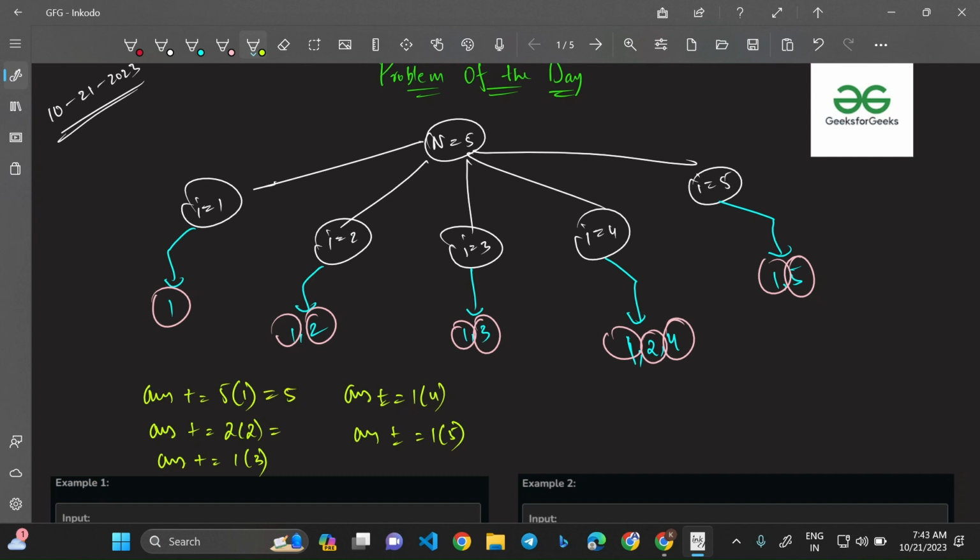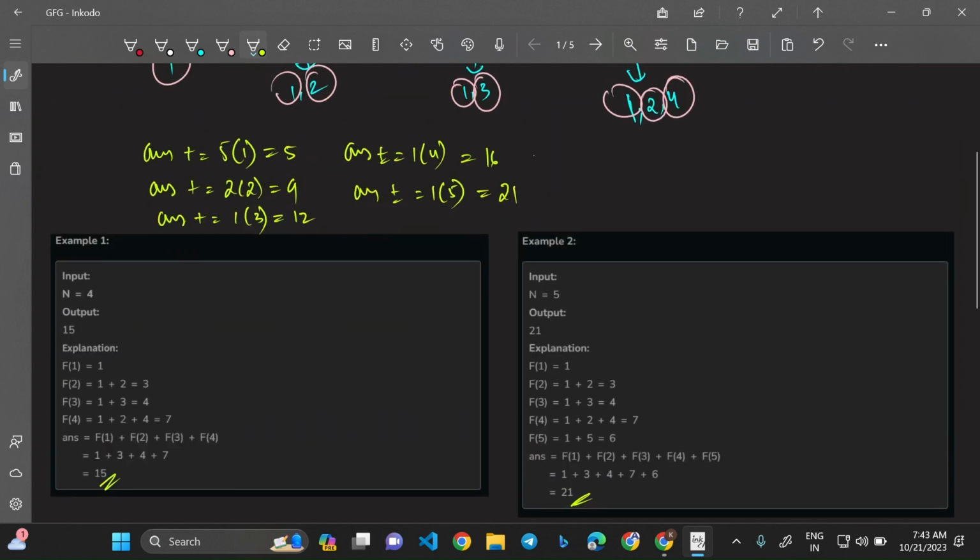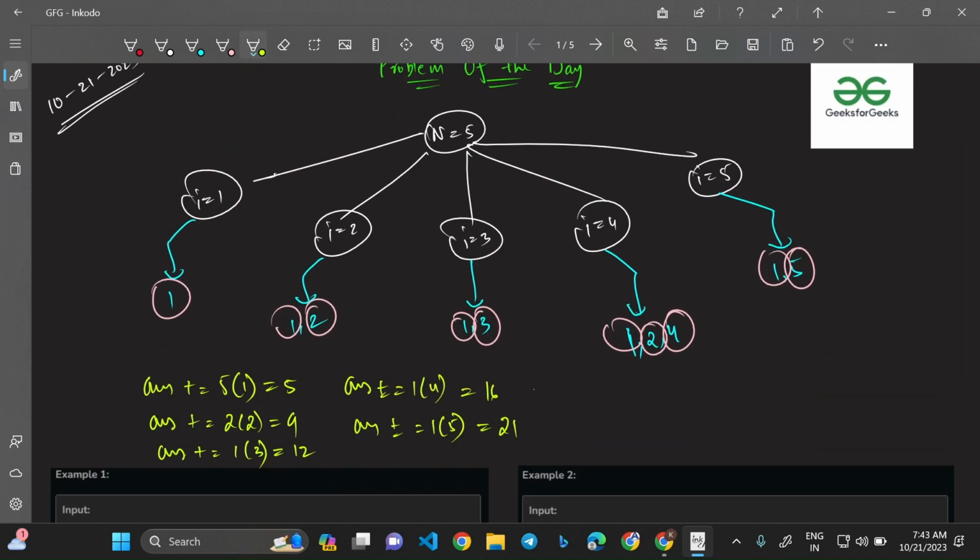This is 5, and when we add 4 to 5 we have 9, and when we add 3 to 9 we have 12, and when we add 4 to 12 we have 16, and then when we add 5 to 16 we have 21. Let me check the answer. Yes, we have the same answer, 21. So we have got this, the conventional approach.